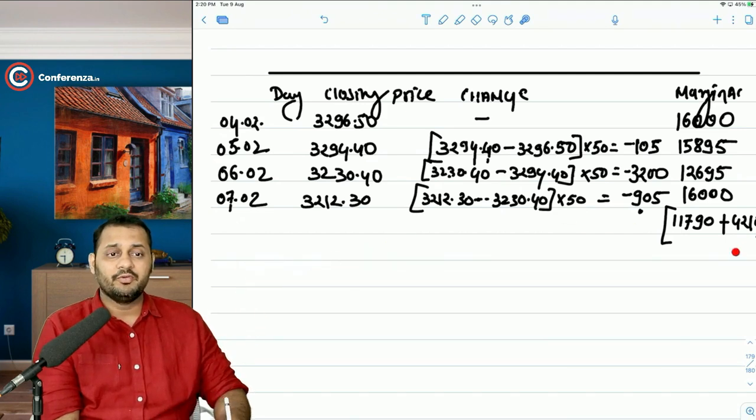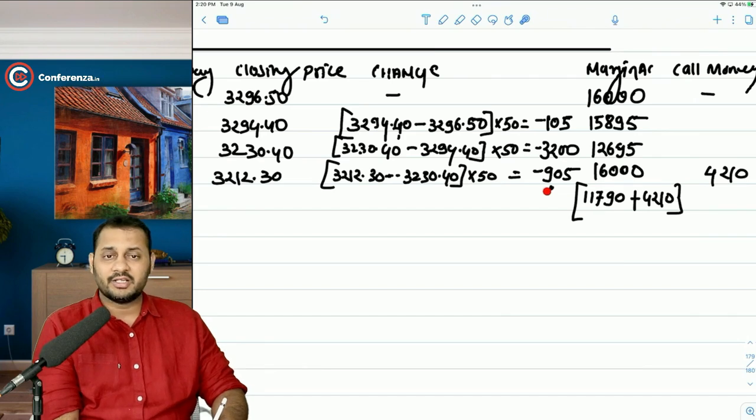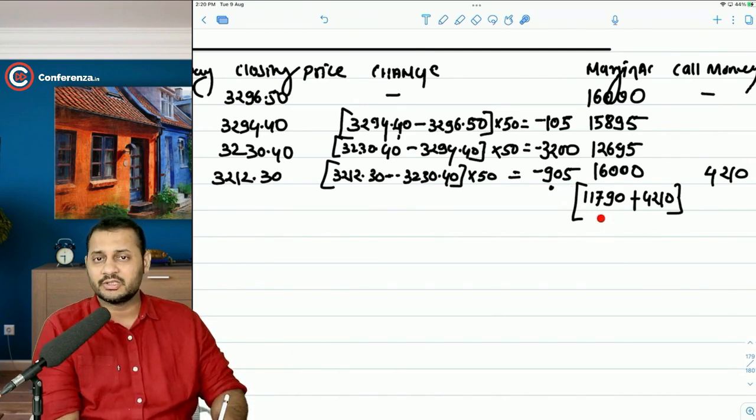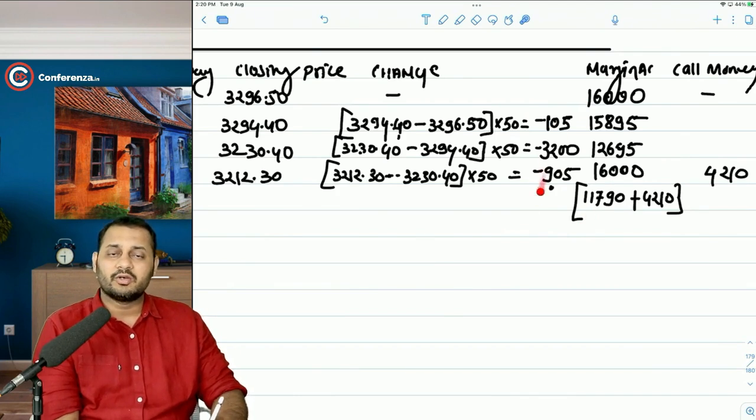But what will happen if you do not deposit this 4210? Obviously the stock exchange has already adjusted your loss, and they will close your transaction. They will not allow you to trade further. Even if you are not closing, they will close your transaction and settle it, and they will give you back 11,790 rupees, and you can go home. All the losses have been adjusted. You paid 16,000 rupees. You will get 11,790, and you can go home. The losses are already adjusted.